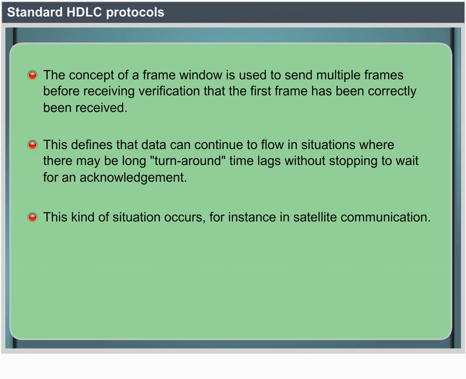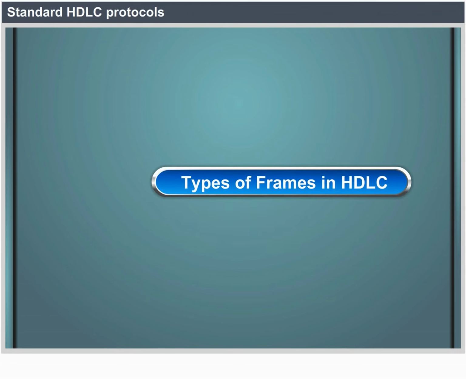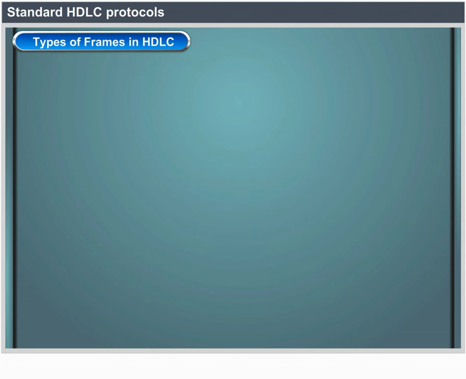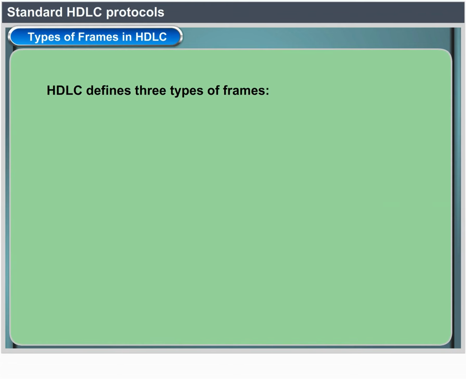Types of frames in HDLC. HDLC defines three types of frames. Number 1. Information frames, or I frame. Number 2. Supervisory frame, or S frame. Number 3. Unnumbered frame, or U frame.